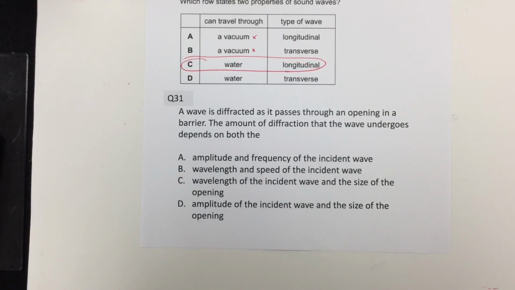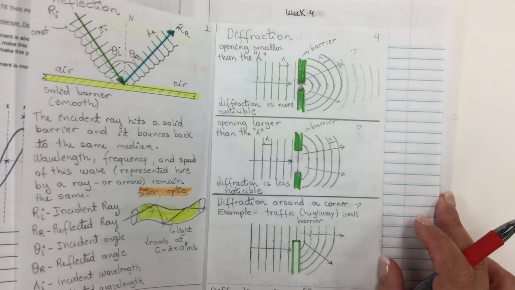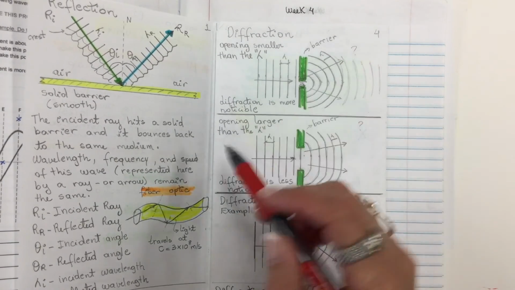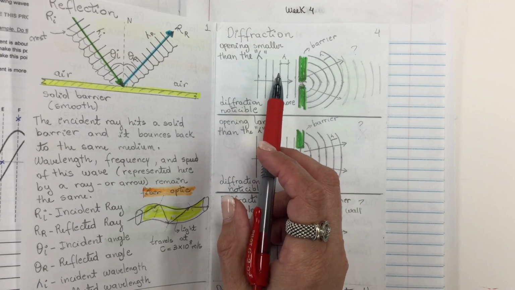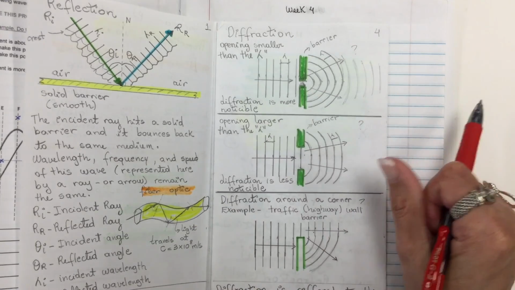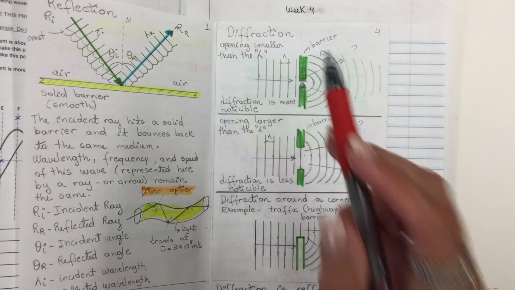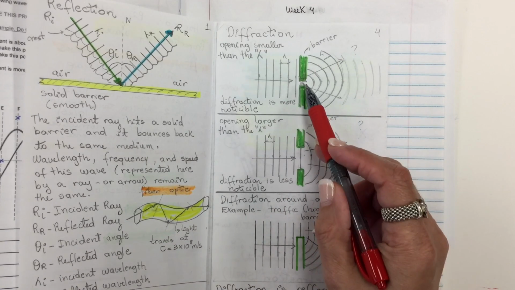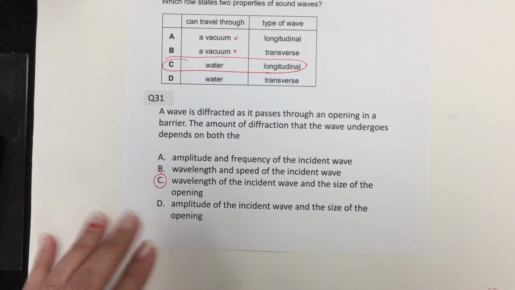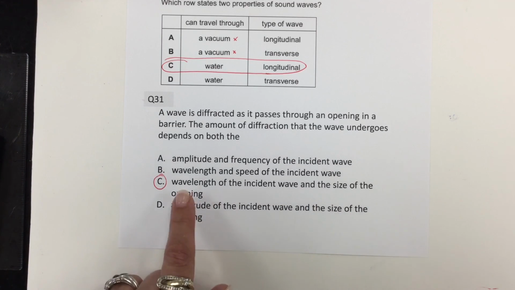Let me do it a little bit differently here. I'm going to bring back this picture. As you see, the amount of diffraction the wave undergoes will depend on the size of the wavelength and the size of the gap. Not amplitude, not frequency, nothing else. Just the size of the wavelength and the size of the opening. The best match is option C. It depends on the wavelength of the incident wave and the size of the opening.